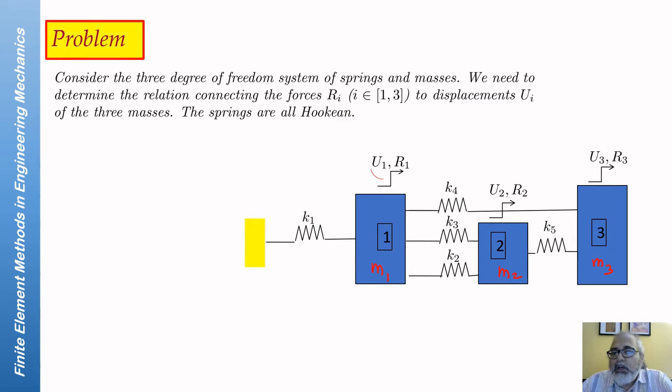So in order to find out the deformation of this combined structure in response to a combination of U1, R1, U2, R2, and U3, R3, I need a relationship between U1, U2, U3 and R1, R2, R3. In other words, I want to know that if I vary one of them, how would the other vary? All springs are Hookean, so they are linear springs, F equal to K delta kind of springs. And we will derive the matrix equations for this system, for the static response of the system.